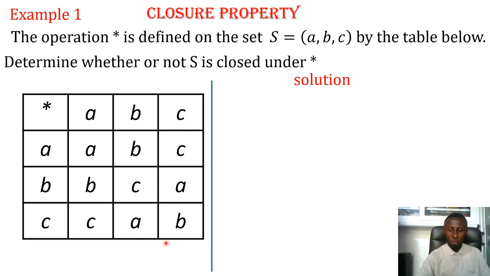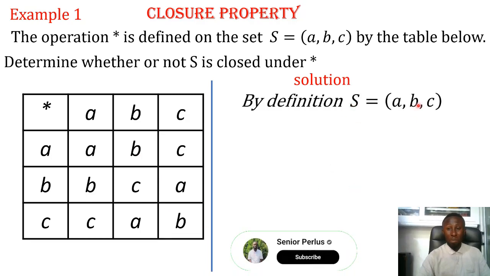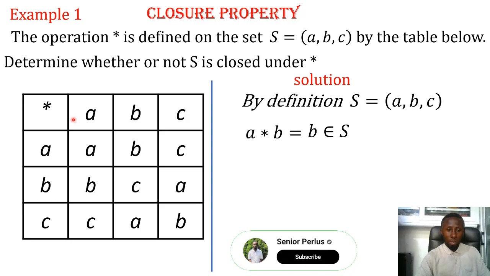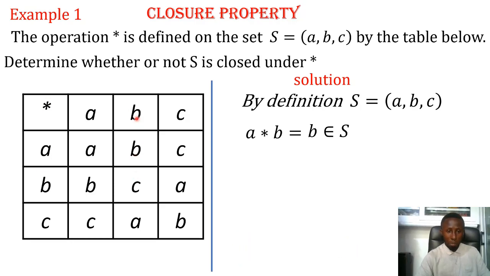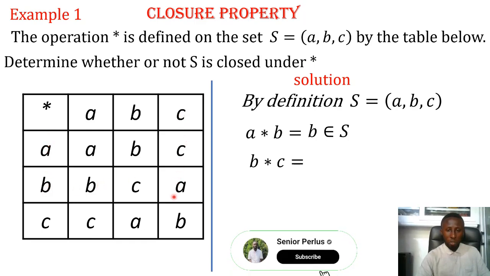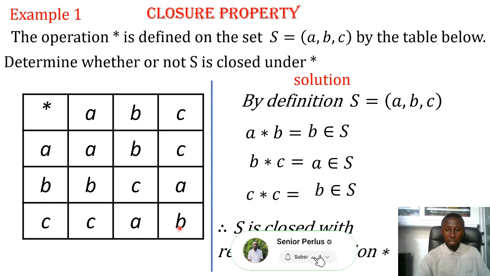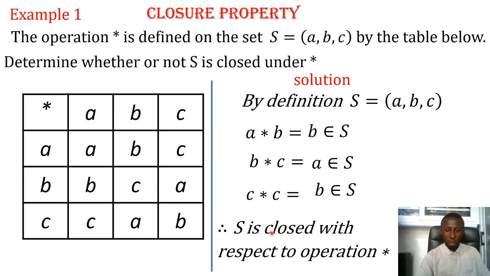So, solution. By definition, this is A, B, C. A star B, we get B. B star A, we still get B. Then B star C, we get A. It also belongs to S. C star C gives B, it also belongs to S. Therefore S is closed under the operation.